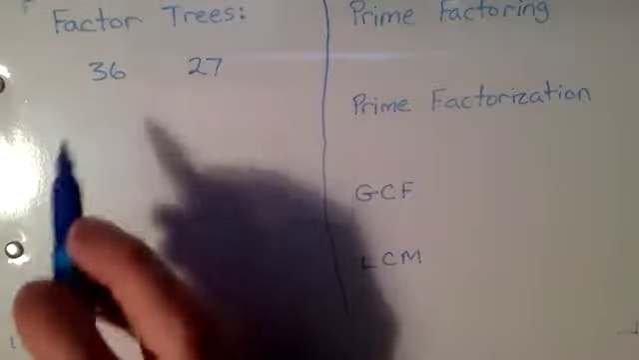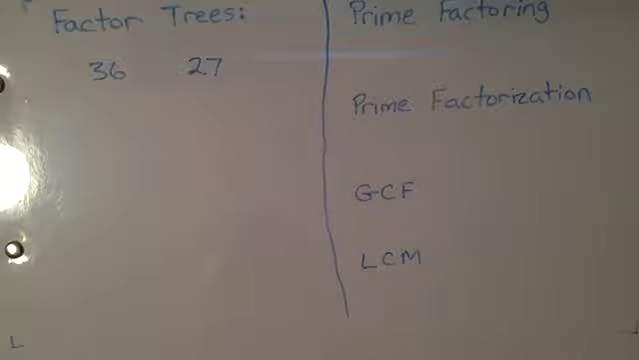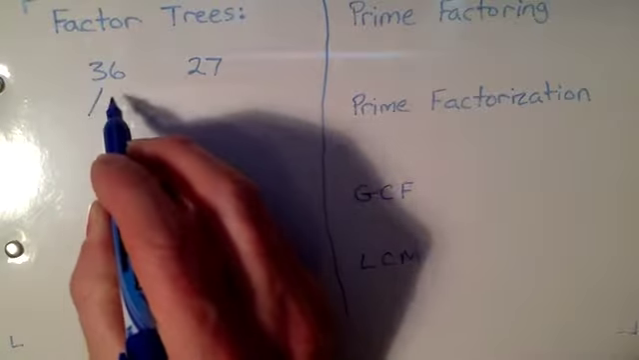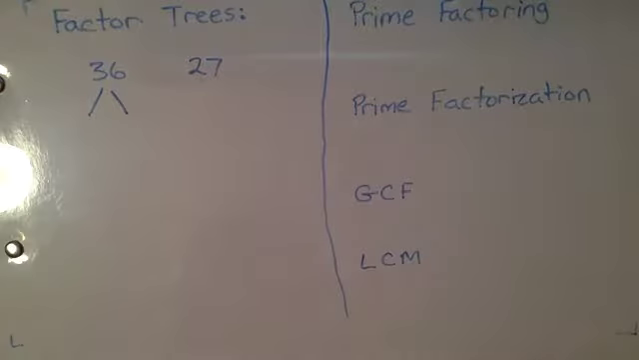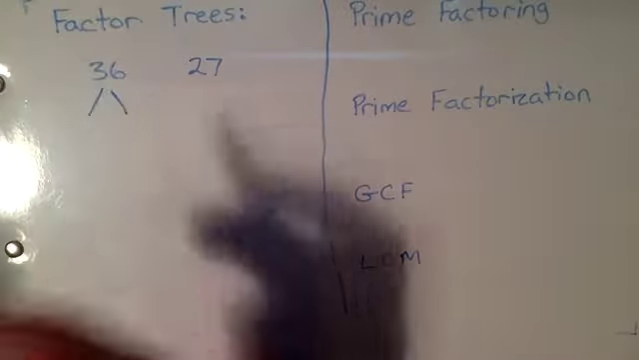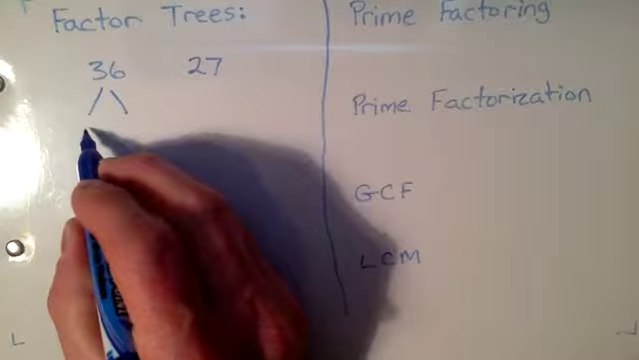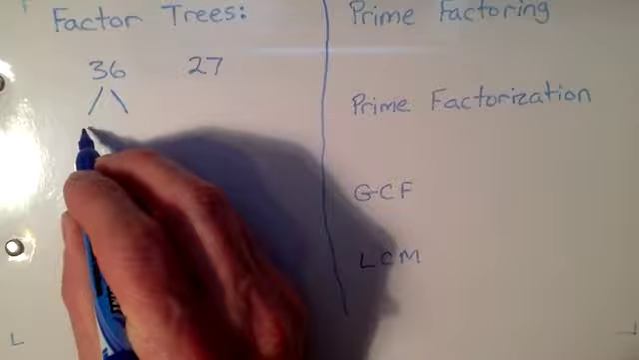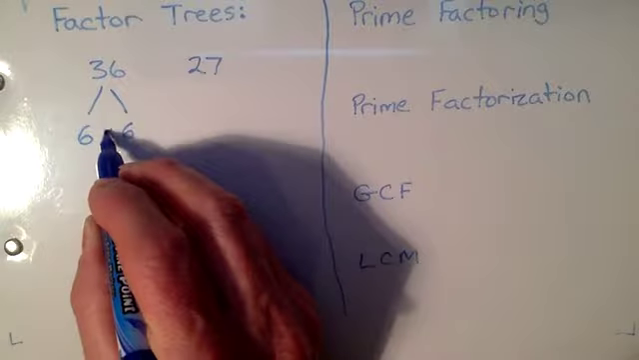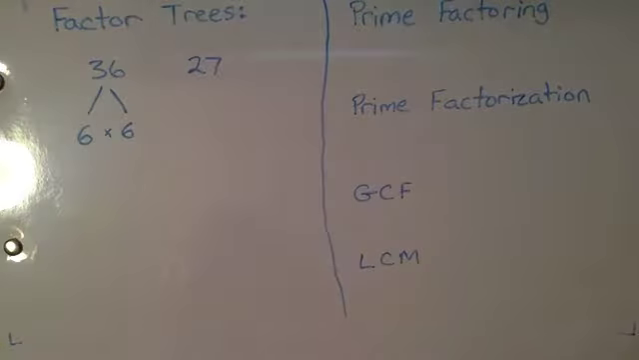So, we have two numbers here, 36 and 27, and we need to find the factors of each number. Let's start with the 36. Basically, with factor trees, you always do two branches coming off each number. And what that represents is two numbers that will multiply to give you the top number here. So in this case, I could choose a few options, but I'm going to choose 6 and 6 because 6 times 6 would give you 36.